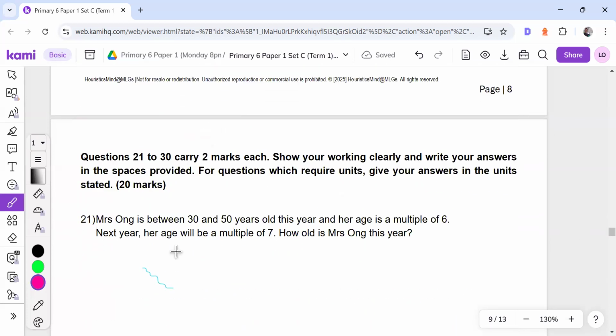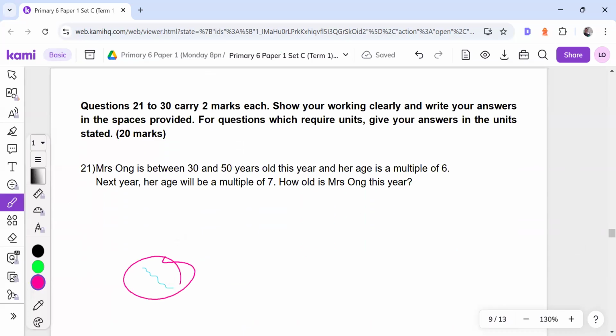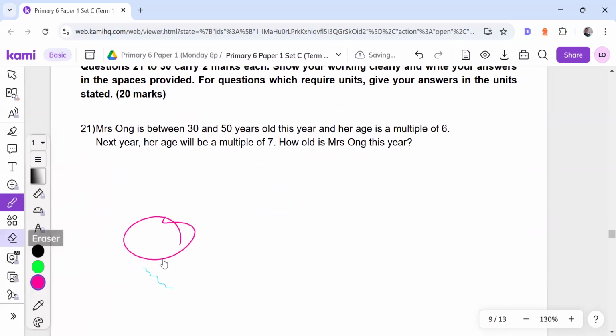Okay, can you remove the little... Can remove this one. Whoever drew that one can remove that.